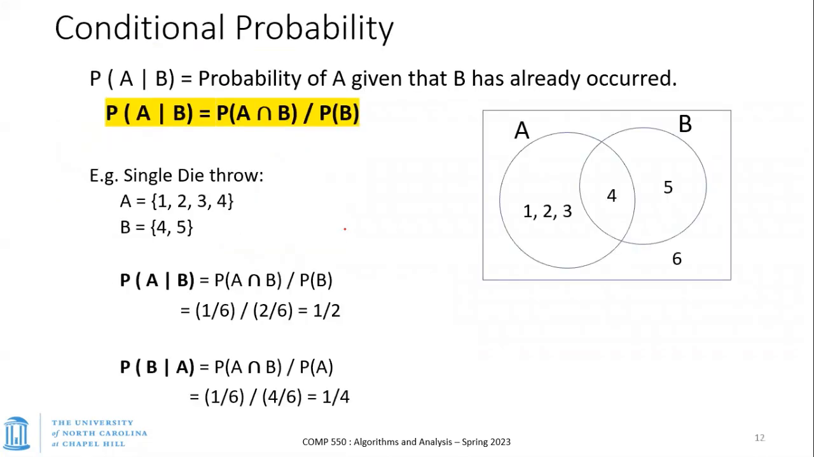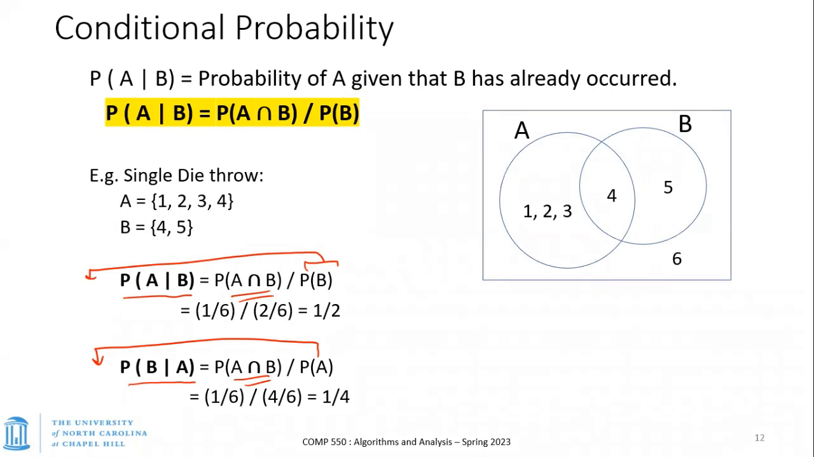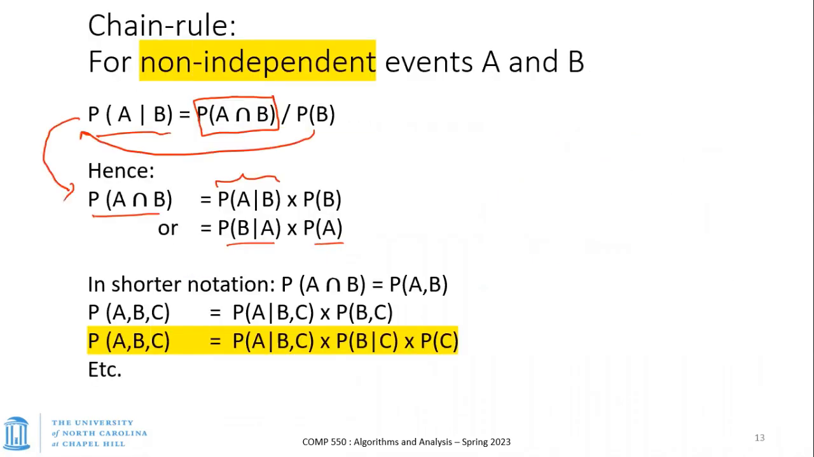Okay, so you can see that from the previous two expressions, we have probability of A given B and probability of B given A. And if you cross multiply this, we have two different expressions for the intersection of A and B. One of them is probability of A given B multiplied by probability of B, or probability of B given A multiplied by probability of A. So two different ways of expressing the intersection.